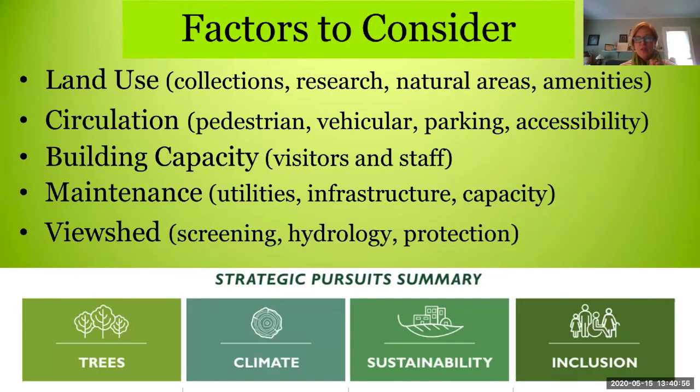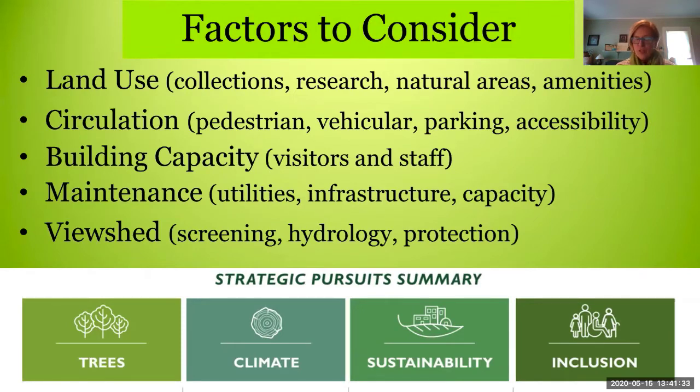So those are the factors we are considering as we move forward into the questions that are going to be asked of all of you, now that you are fully versed in the history of the Arboretum and how we do our planning here. First is looking at land use. Moving forward, where do we need to expand collections? Where do we need to put new research facilities? How should our natural areas continue here on the grounds? And what other amenities are really needed, both for staff and for our visitors?